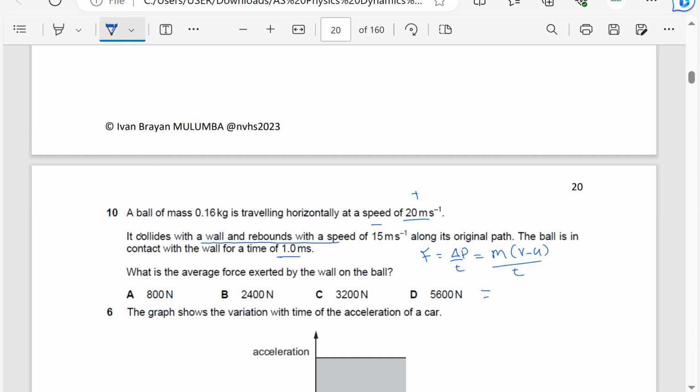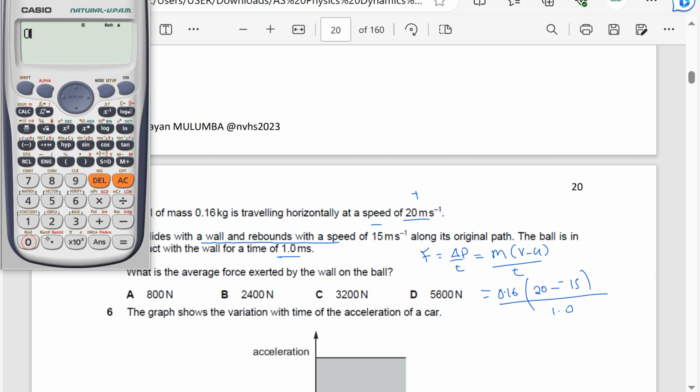So this is going to be mass, which is 0.16, times the change in velocity. One is positive, let's say 20 positive, minus the other one, which is negative, divided by the time of contact, which is 1.0. So I have 0.16 times 35. So the answer is 5.6.